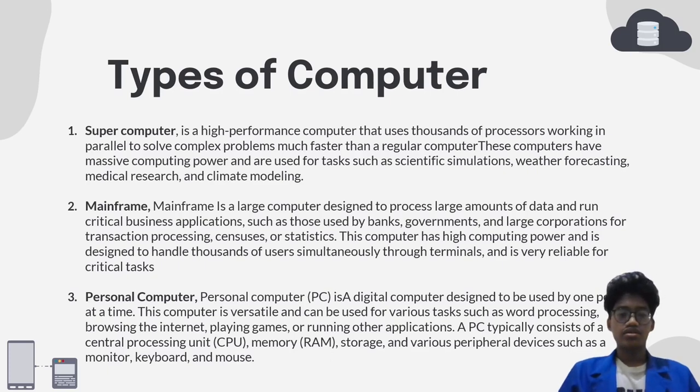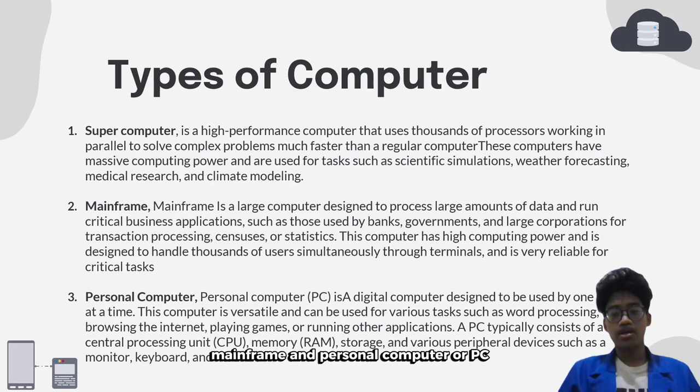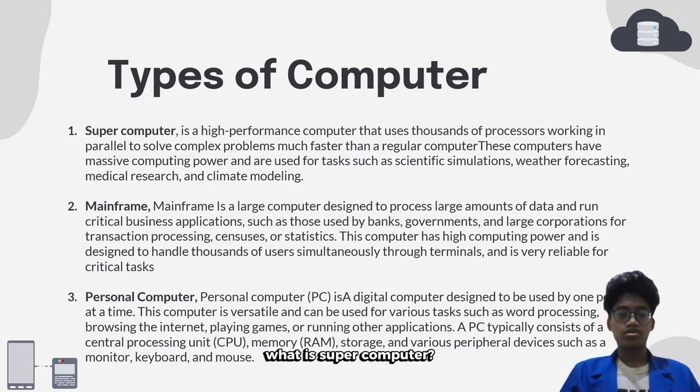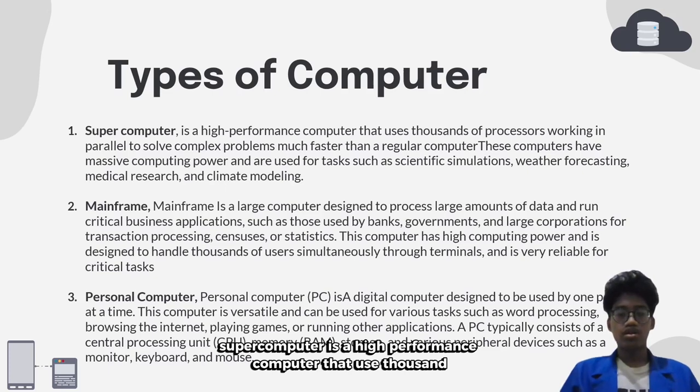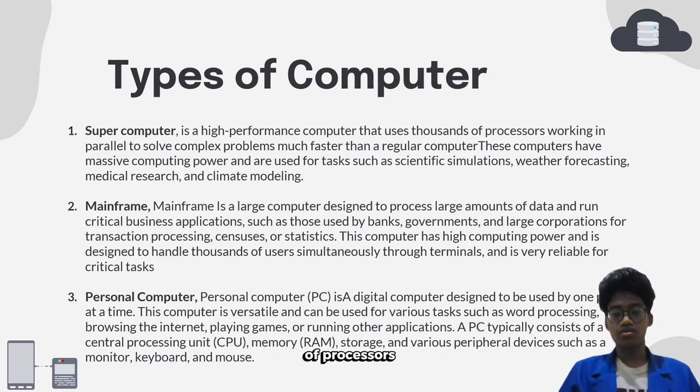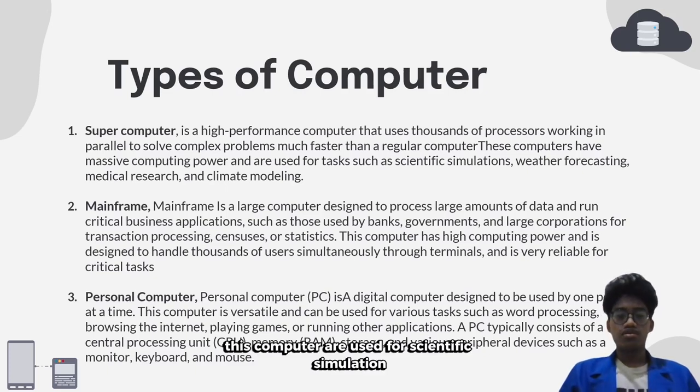Next, types of computer. Types of computer are supercomputer, mainframe, and personal computer or PC. What is a supercomputer? A supercomputer is a high-performance computer that uses thousands of processors working in parallel to solve complex problems much faster than a regular computer. These computers are used for scientific simulation, weather forecasting, medical research, and climate modeling.